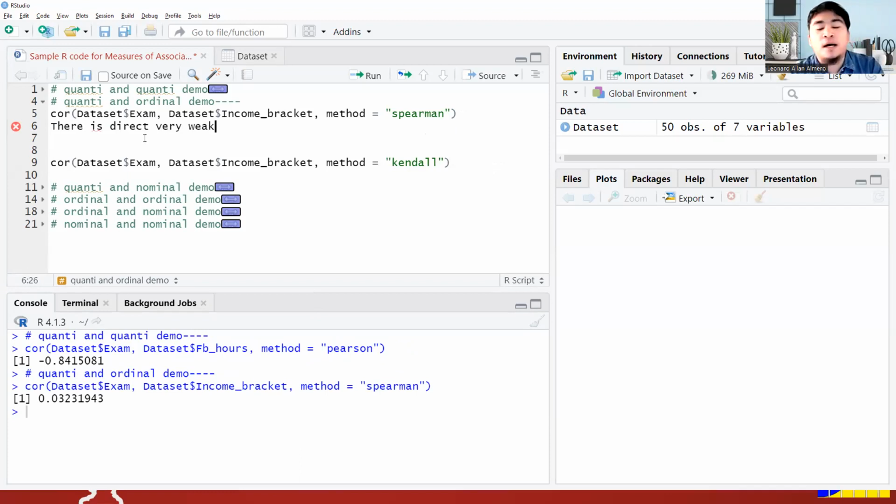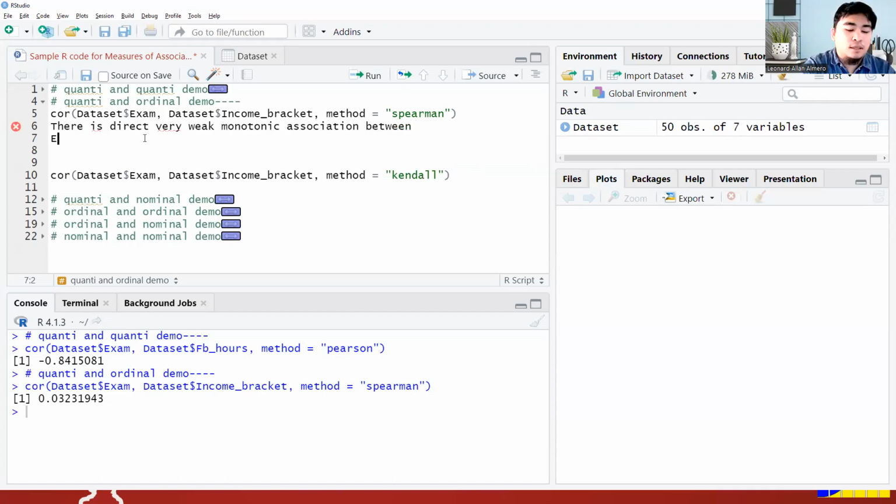Kasi isipin nyo po, ano ang kinalaman ng income bracket sa exam? So, something like that. So, there is a direct, very weak, monotonic association between exam score and income bracket. Okay, kinoment out ko lang po para hindi siya ma-red as code.